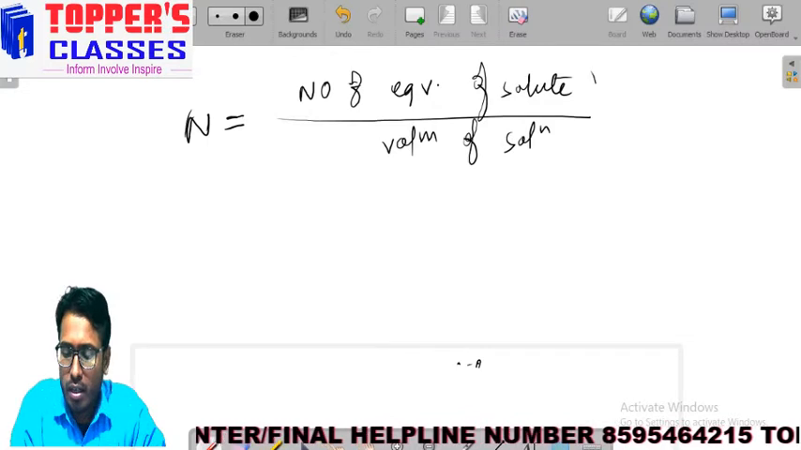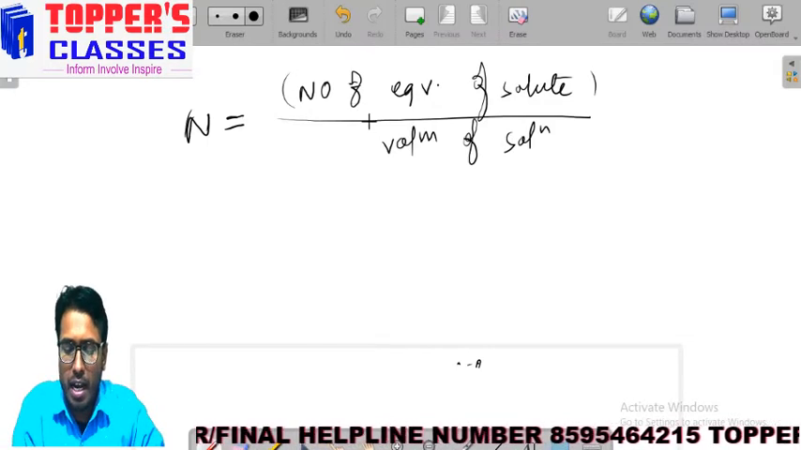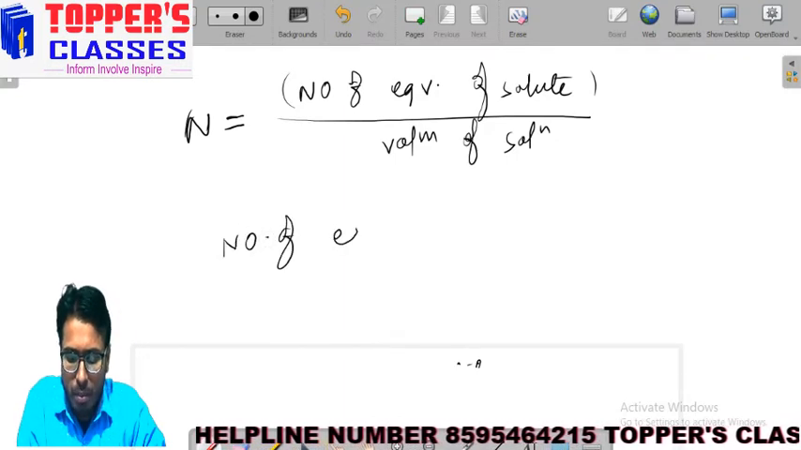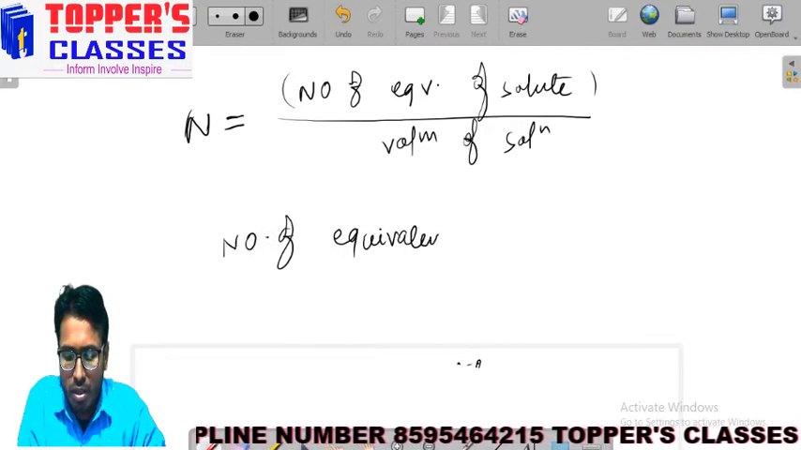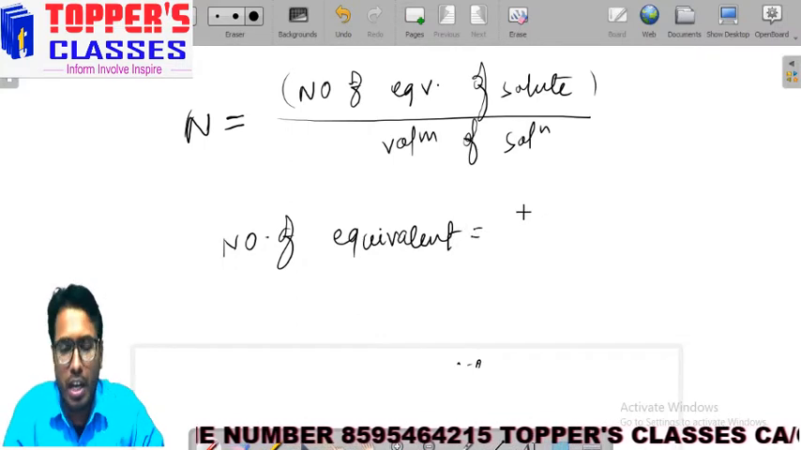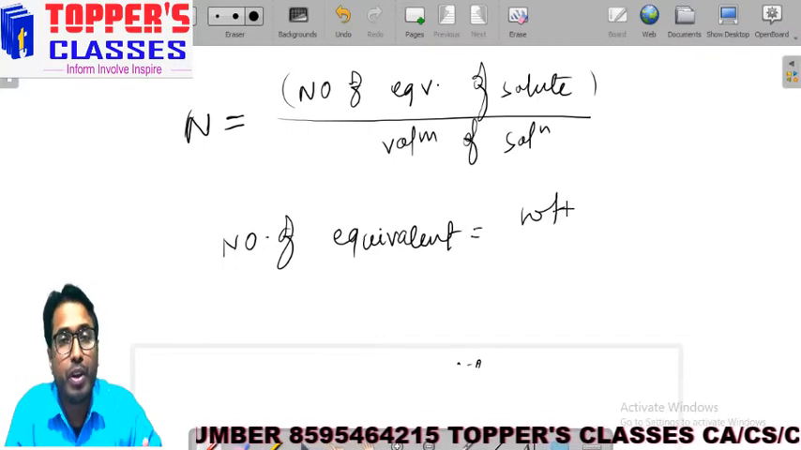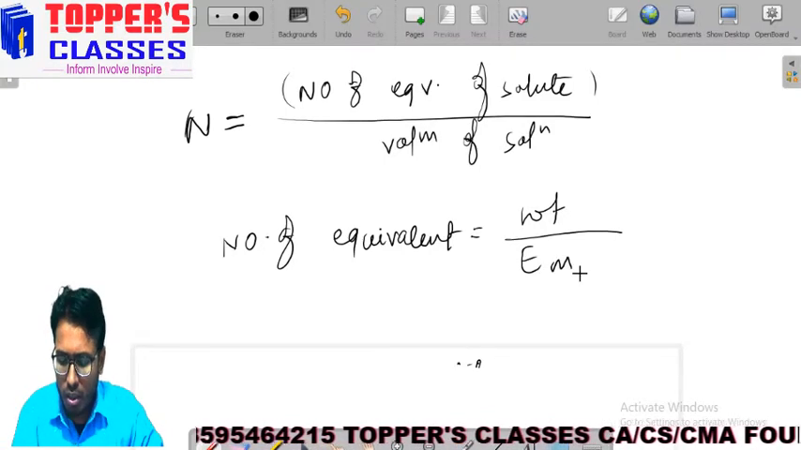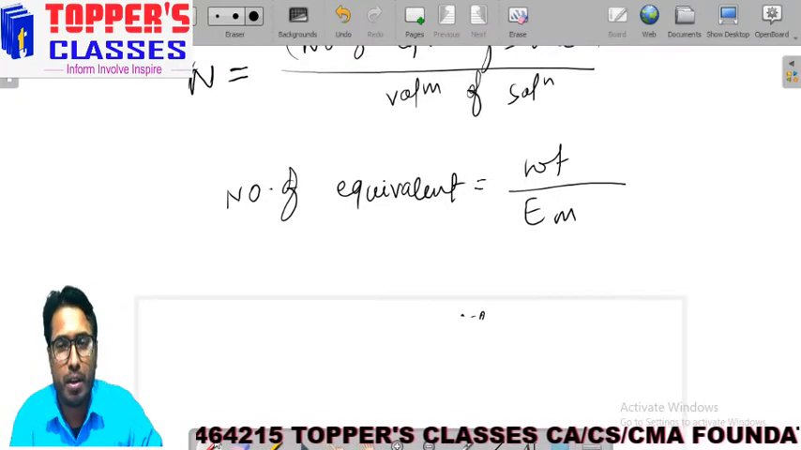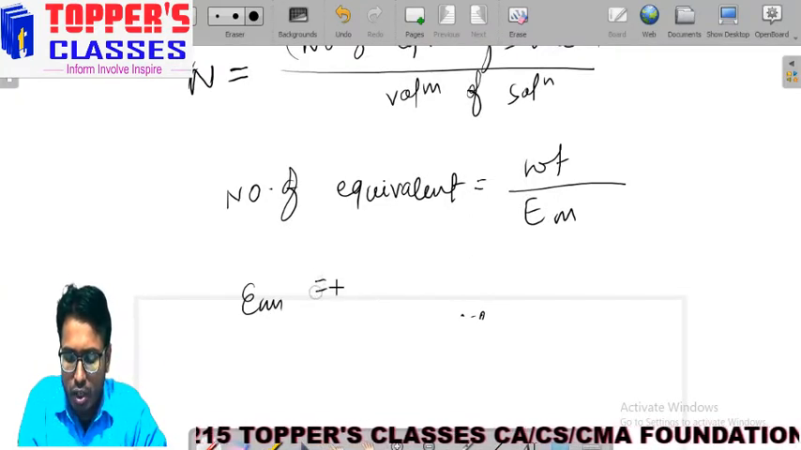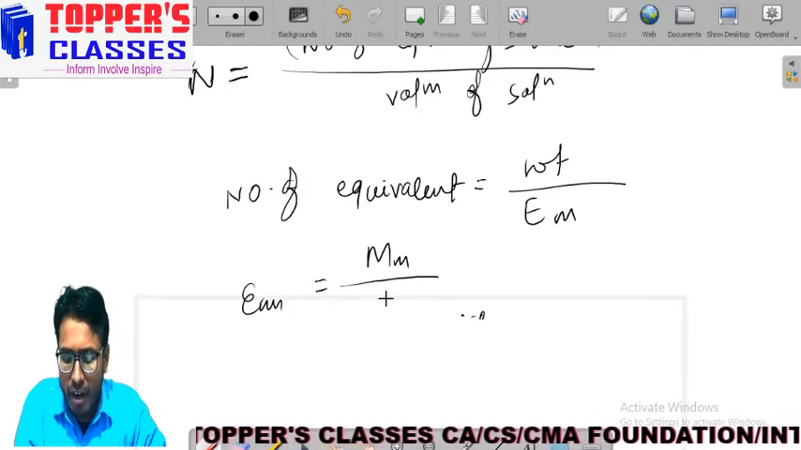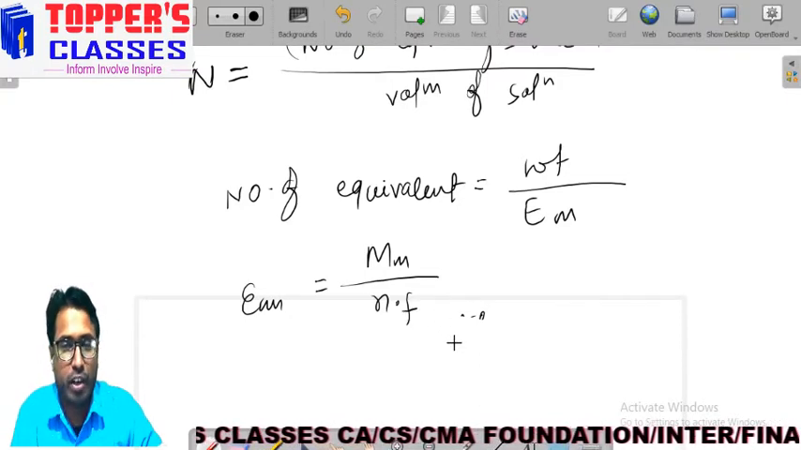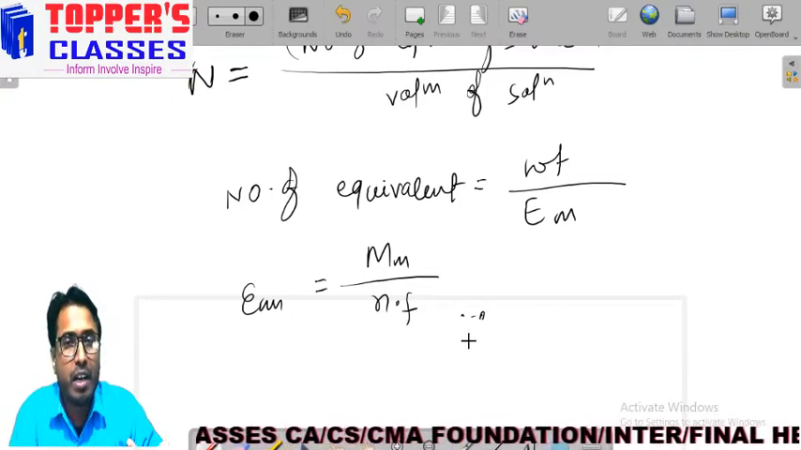Now let us try to understand what the number of equivalents is. Number of equivalents equals the given weight, that is the weight of solute, divided by the equivalent mass. Now a new term comes: what is equivalent mass? Equivalent mass equals molar mass divided by n factor. Now one more new term: the n factor. What is the n factor? We will learn about it.